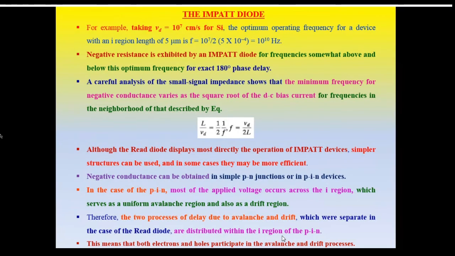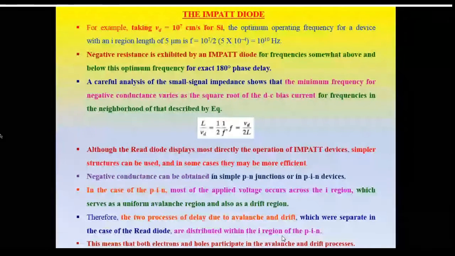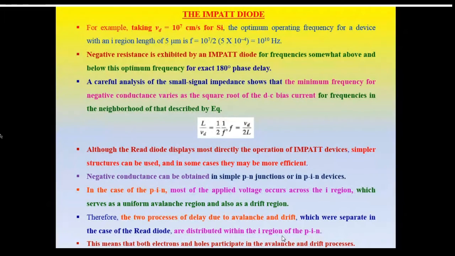For exact 180-degree phase delay, a careful analysis for the small signal shows the minimum frequency for negative conductance. The negative conductance varies as the square root of the DC bias current for frequencies in the neighborhood described by that same equation. So basically we are interested in finding the frequency and how this negative conductance arises.